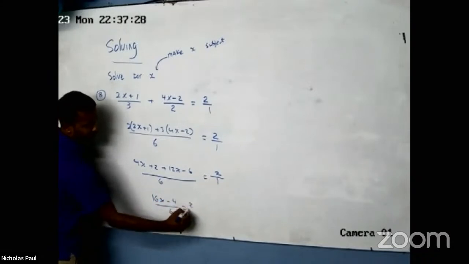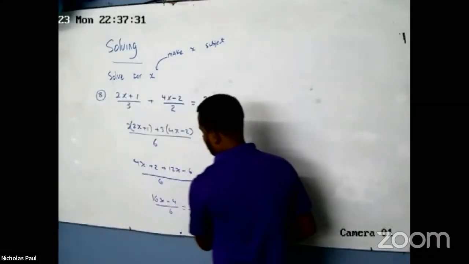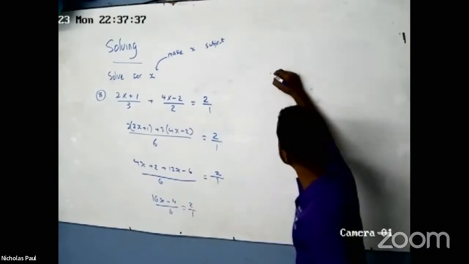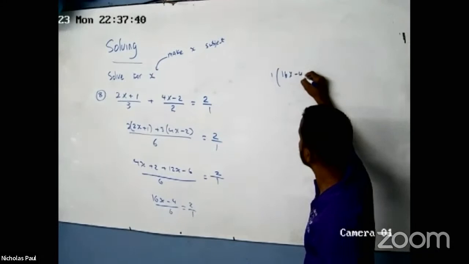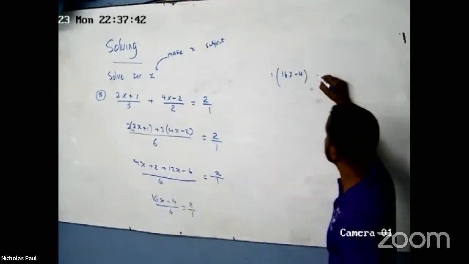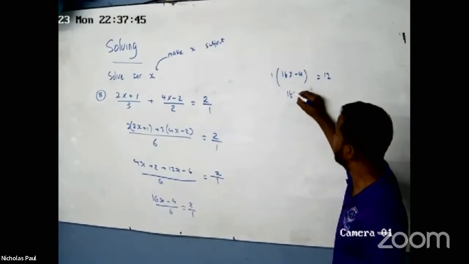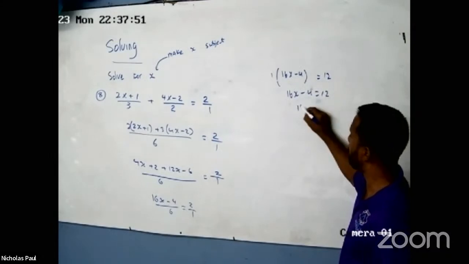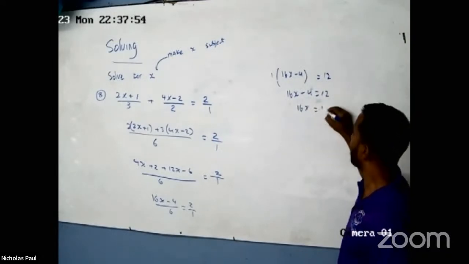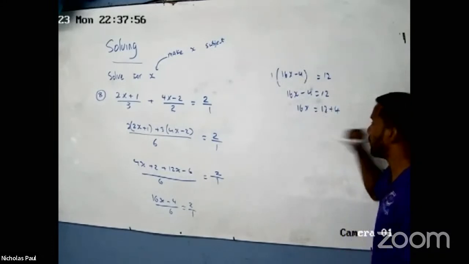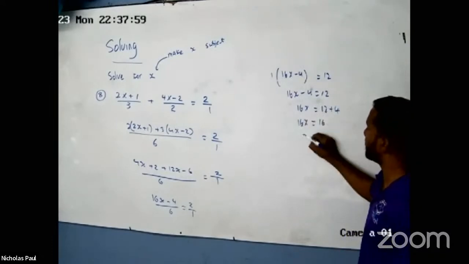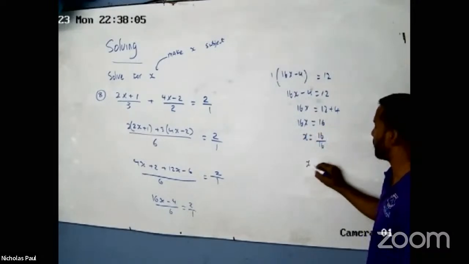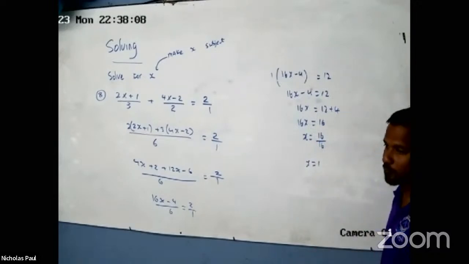All over 6, right? Two fractions with an equal sign, so we're going to cross multiply. We're going to multiply this by this, and this by this. So you're going to get 1 by everything here is equal to 12. 16x minus 4 is equal to 12. 4 across minus 4 becomes positive 4. So this is now 16x is 16. 16 across, multiplied by 16, becomes divide by 16. X is 1. All right.